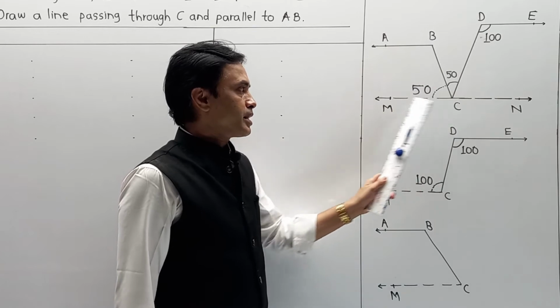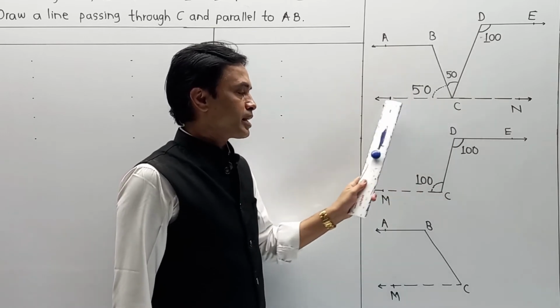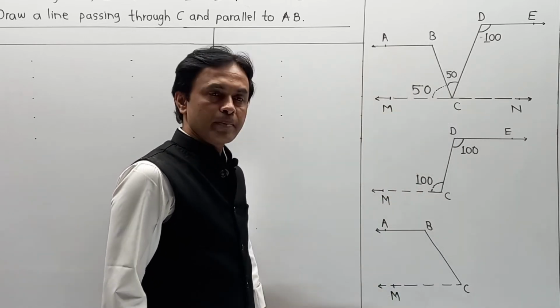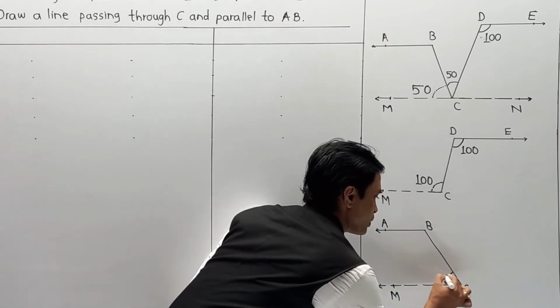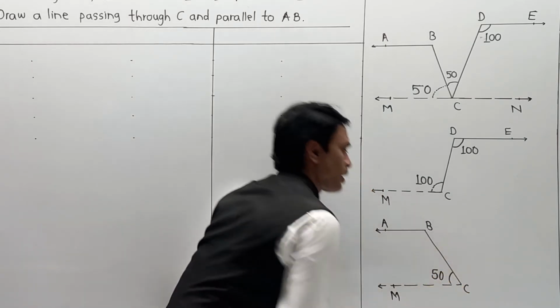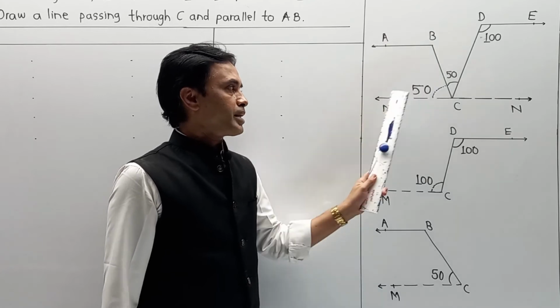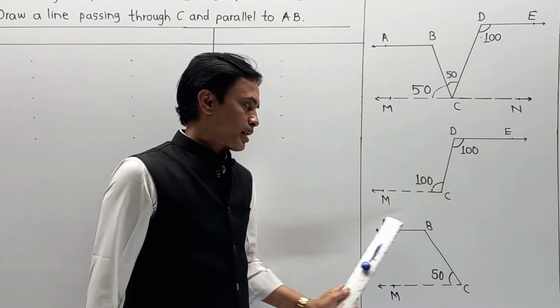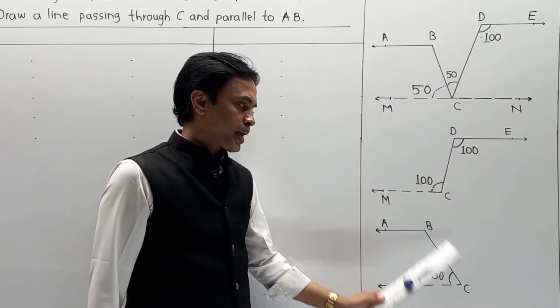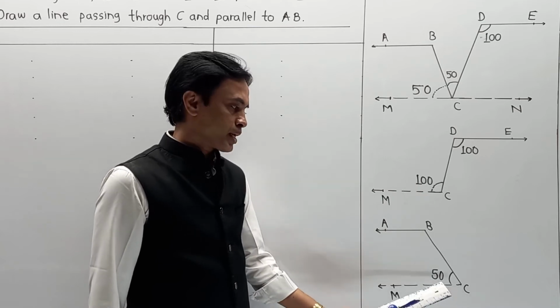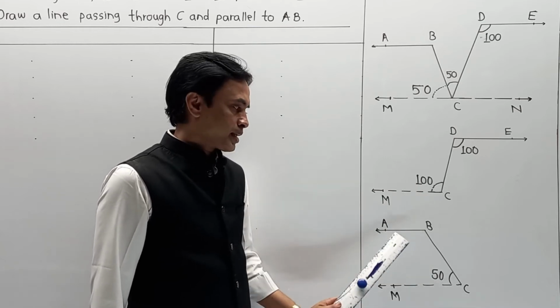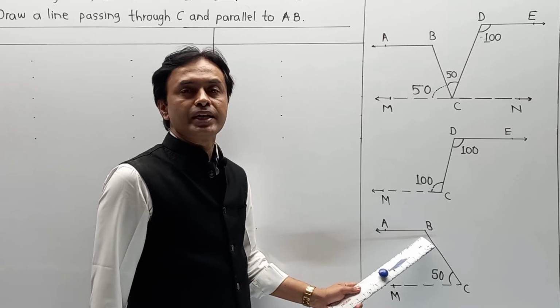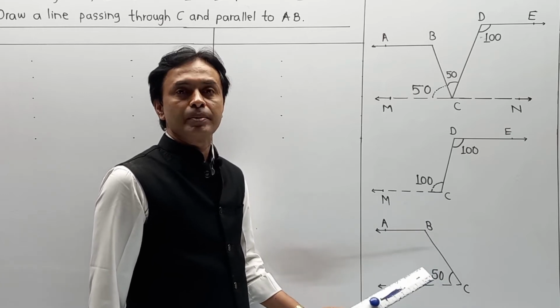Here, angle BCM is 50 degrees, so this value now becomes 50 degrees. Again, we know that AB is parallel to CM. Here AB is parallel to CM and BC acts as a transversal. If it is 50, then these two angles become a pair of interior angles, and they are supplementary.